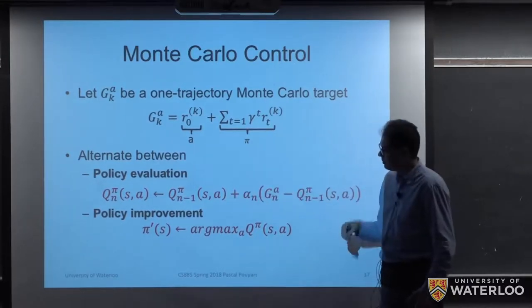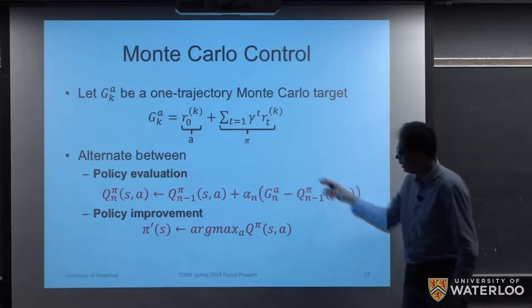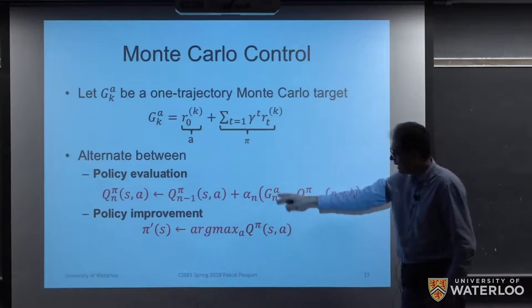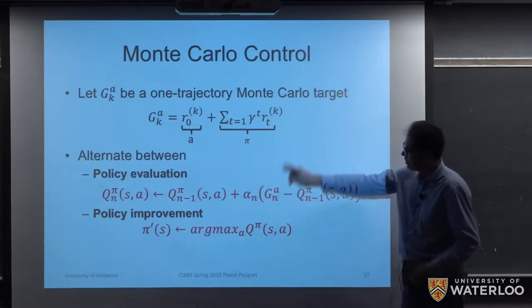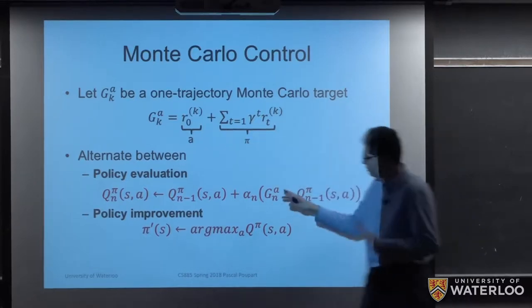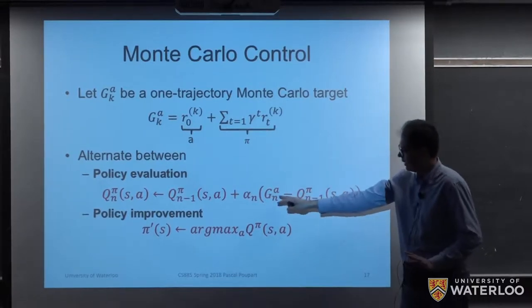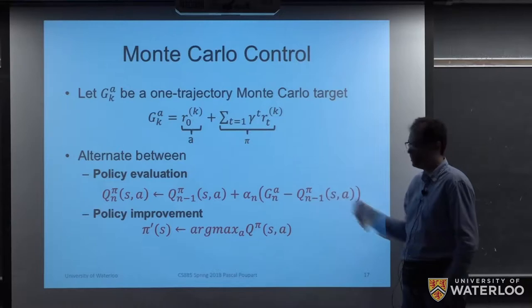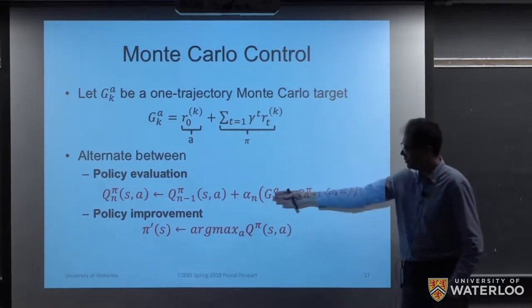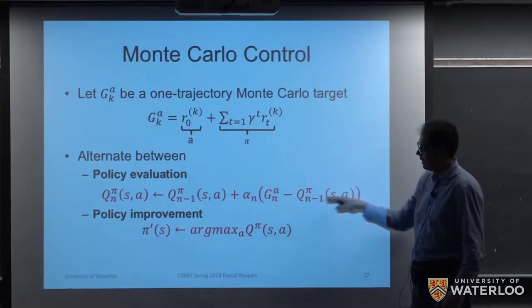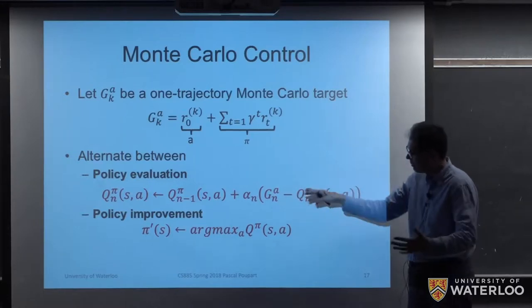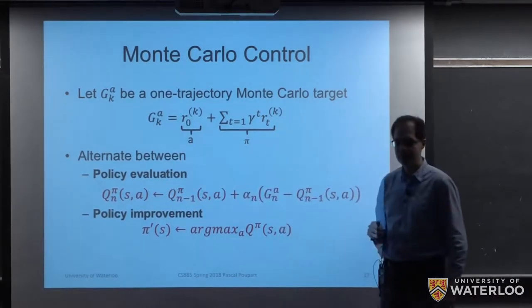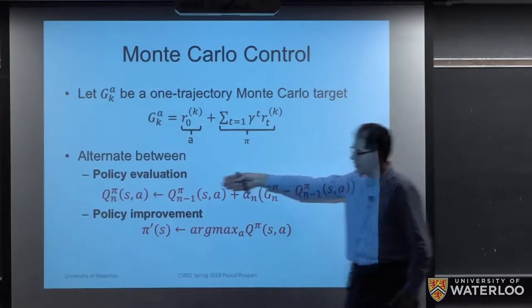Now for policy evaluation, I can use this incremental update where at every trajectory, I get a new sample, a new G_A. Here I call it G_AN. I've just changed the index from K to N, but it's really the same thing. So this is a sample. And then I want to compare the sample to my current estimate, take the difference, and then make a step that will correct based on that difference. If you recall, alpha n is simply a learning rate. So each time I get a trajectory, I get a new G_NA, and then I do this update. This allows me to gradually evaluate my policy. So this is the Monte Carlo policy evaluation that we saw earlier.